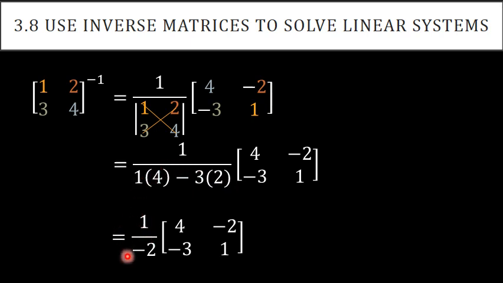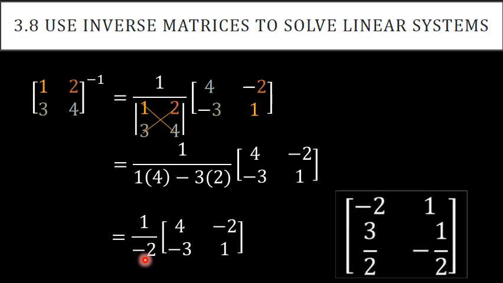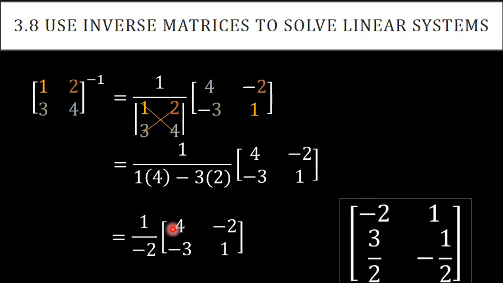And so it's negative 1/2 times the matrix. That's scalar multiplication. We just distribute that negative 1/2 to everything. So negative 1/2 times 4 is negative 2. Negative 1/2 times negative 2 is 1. Negative 1/2 times negative 3 is 3/2. Negative 1/2 times 1 is negative 1/2. And that's the inverse.